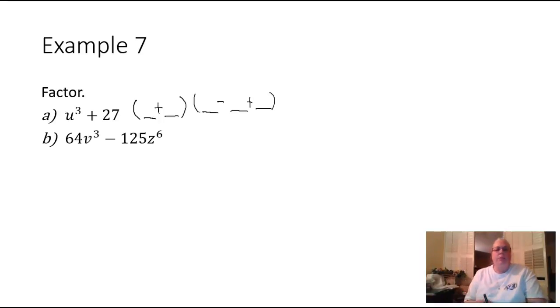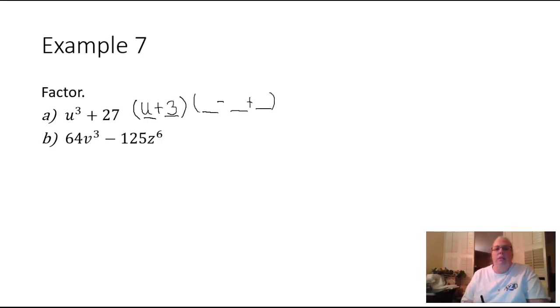The first parentheses, all we do is cube root each one of these terms. So the cube root of u to the third, or what times what times what gives you u to the third, that's going to be u. And then back here, we're looking at the cube root of 27, or what times itself again is going to give you 27. That's 3. There's the first part of it.